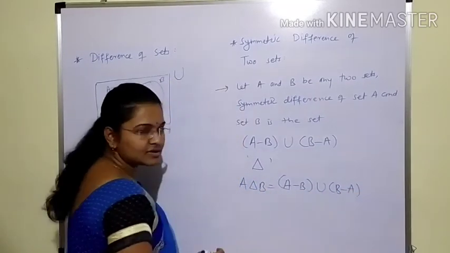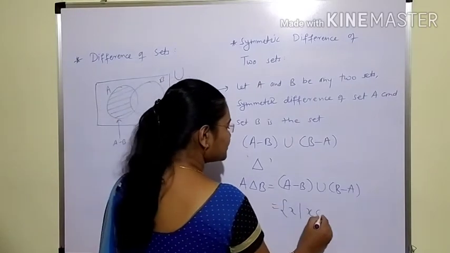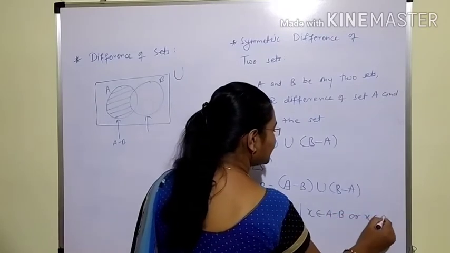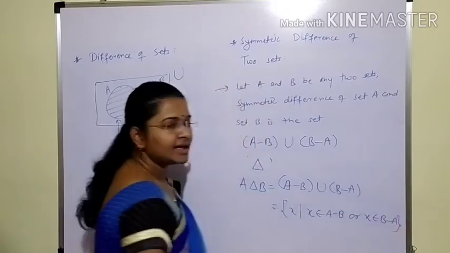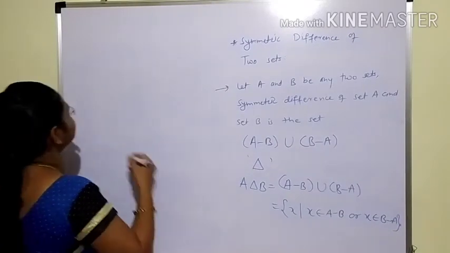So the symmetric difference of two sets A and B is the set of x such that x belongs to A minus B or x belongs to B minus A. Getting? Now we'll draw the Venn diagram for the symmetric difference of two sets.